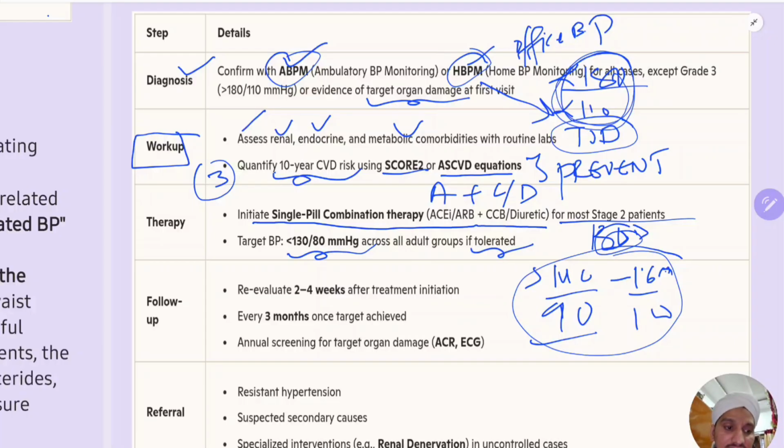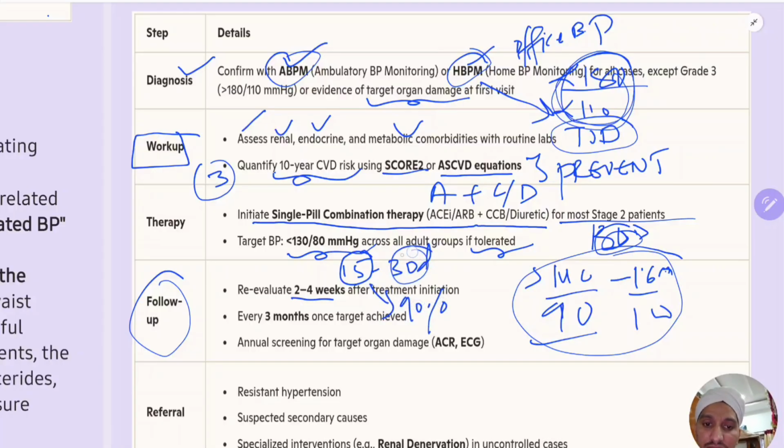In older adult groups, the targets are relaxed. Okay. For most patients, it is less than 130 by 80. How will you follow up? Reevaluate the patient in 15 to 30 days. In 15 days, you will get 90% of the activity of the drugs. In 1 month, you will get 100% activity of the drugs. And then every 3 months, you should ask the patient to have a visit to check the BP.